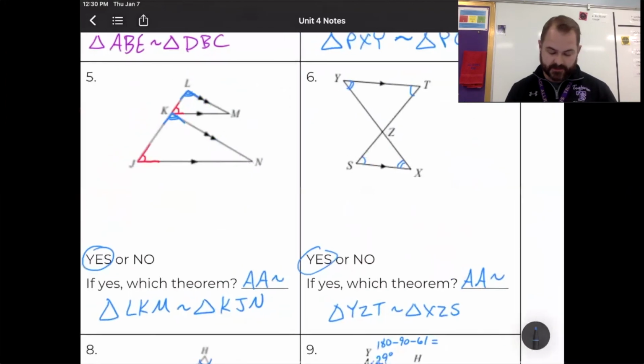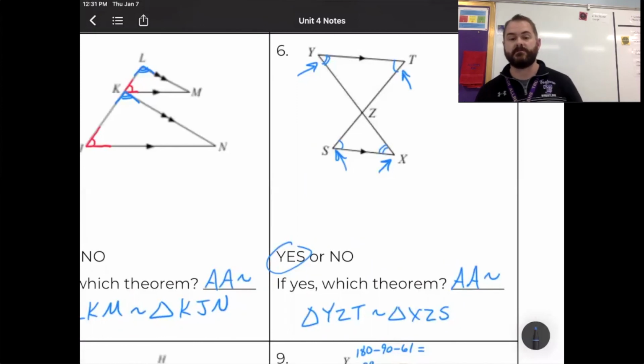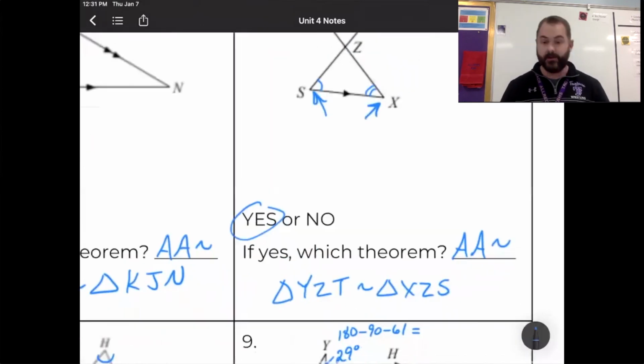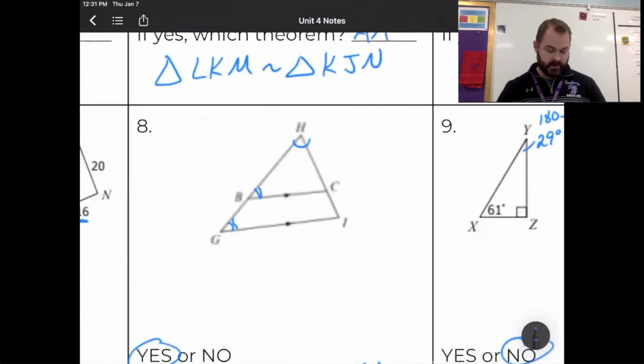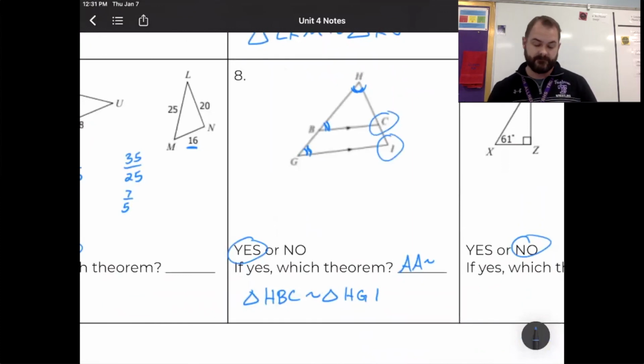Okay, number 6, because we have these parallel lines, we have alternate interior angles here and here, which are 2 pairs of corresponding congruent angles. So these are similar by angle, angle. And number 8 here, these are again similar because of angle, angle, because we have a common angle, and then we also have the corresponding angles there, or even the angles at C and I are congruent as well. So these are similar by angle, angle similarity.